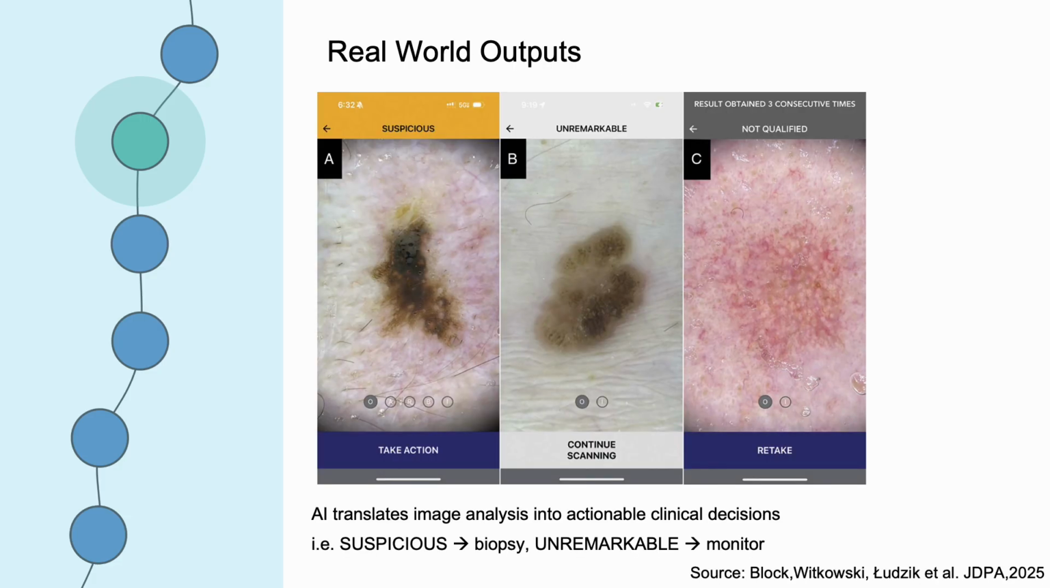This example illustrates how an AI tool supports clinical decision-making in dermatology. After analyzing a dermoscopic image, the AI system provides one of three outputs. A suspicious result suggests a higher risk and may prompt biopsy or specialist referral, while an unremarkable result supports routine monitoring. If the image quality is insufficient or contains artifacts, the system returns not qualified, indicating that a reassessment is needed. Importantly, AI does not replace clinical judgment, but enhances the clinician's ability to make safer, more consistent decisions.